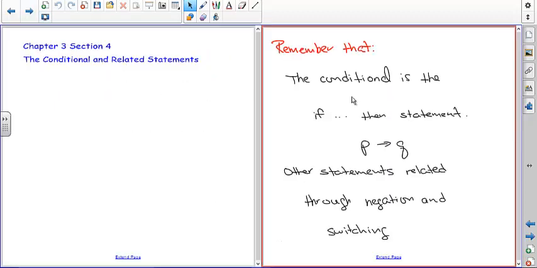So if you remember, the conditional is the if-then statement, and we show it by this symbolic logic: if P, then Q. So the other statements are taking the conditional statement and making some of them negations and maybe switching the P and the Q. So there are three possibilities, and we'll look at each one of them, and we'll use an example to demonstrate what they are. And the question is, are these statements equivalent relative to truth tables, or are they not equivalent?